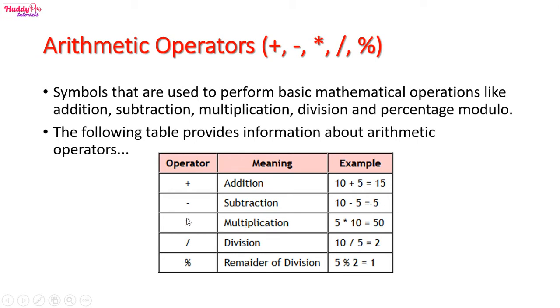Then multiplication, we use the asterisk symbol or the star. So 5 times 10 gives us 50. Then you have division, we use the forward slash for the division symbol. And then we have the percentage modulo operator. Sometimes we call it the remainder of division. So in this operator, for example, when you have 5 modulus 2, the result is the remainder. We are interested in the remainder of 5 divided by 2, and that is 1. So the remainder of division operator is used like so.